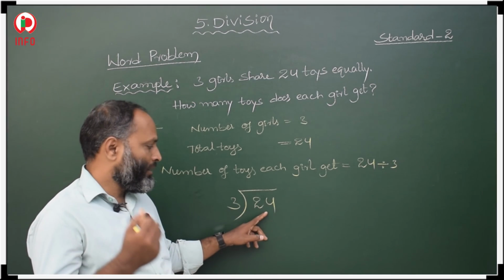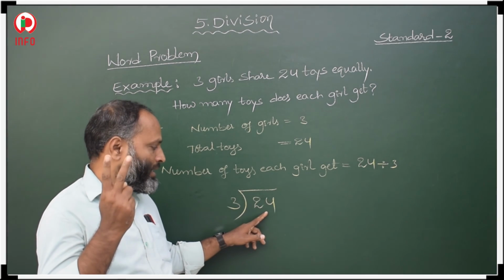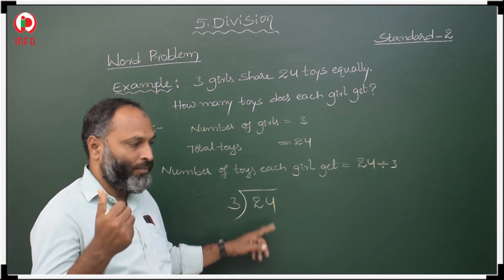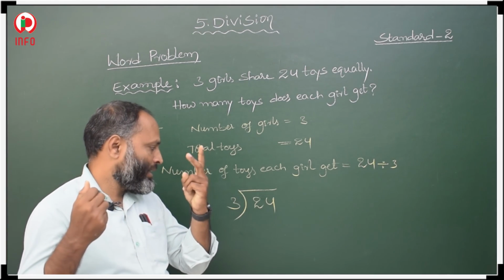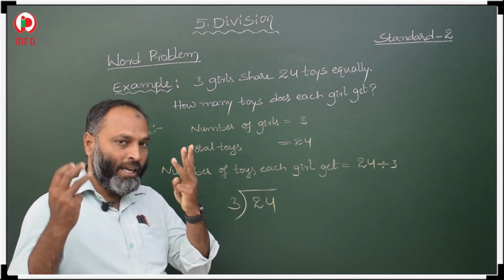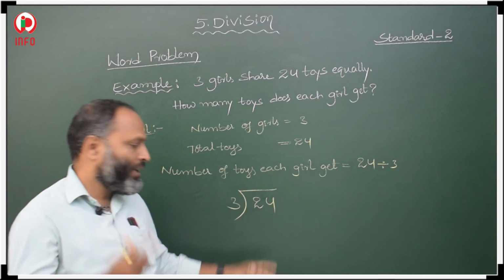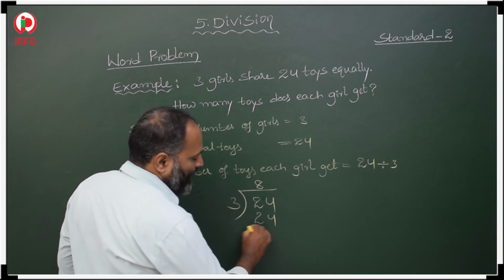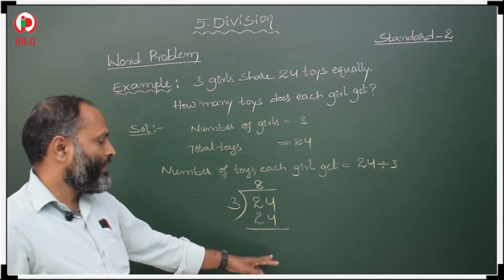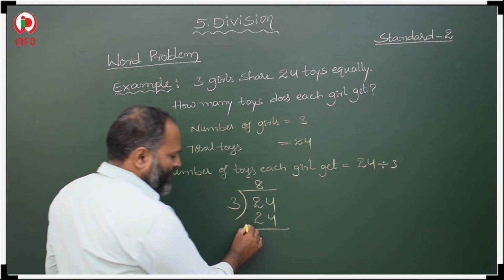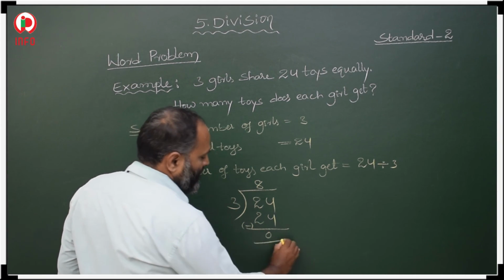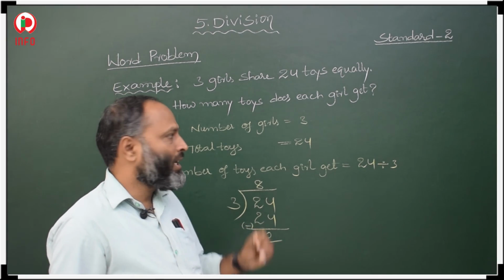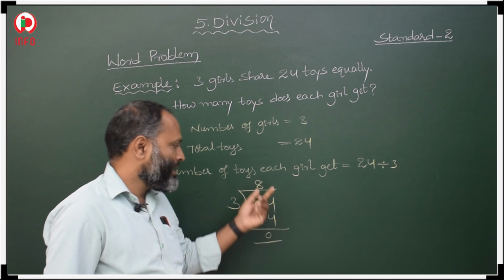Read the 3 table. 3 1s are 3, 3 2s are 6, 3 3s are 9, 3 4s are 12, 3 5s are 15, 3 6s are 18, 3 7s are 21, 3 8s are 24. So we write 8 here, since 8 3s are 24. We write 24 like this, ones in the ones place and tens in the tens place. Then minus, same number minus same number is 0. What is the quotient? 8. This quotient represents the number of toys each girl can get.